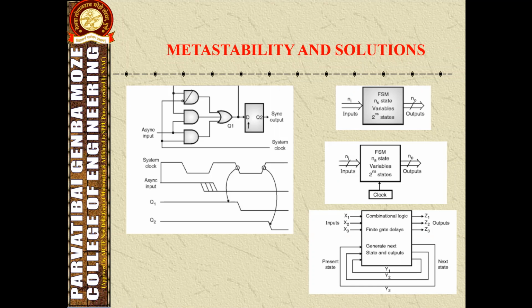The operation of the synchronous finite state machine is carried out by using a clock. At each clock event, the state changes to a new state, which is determined by the present state and the input.